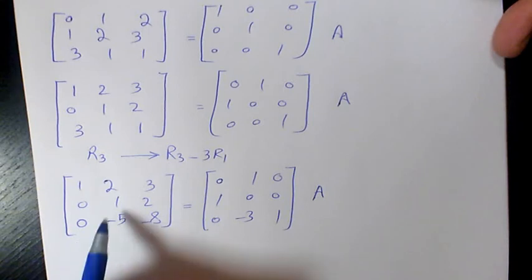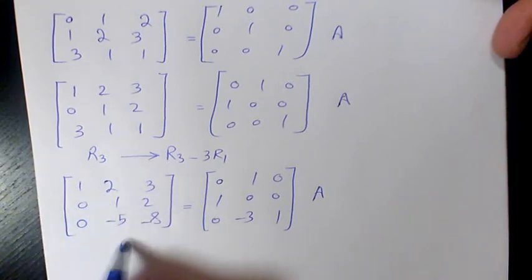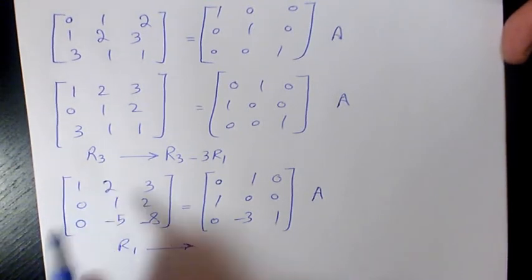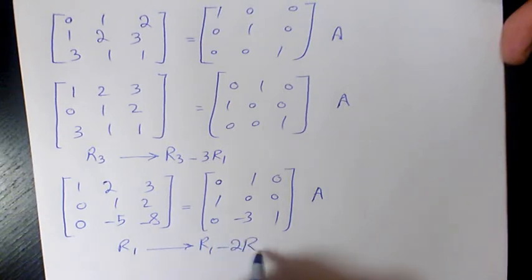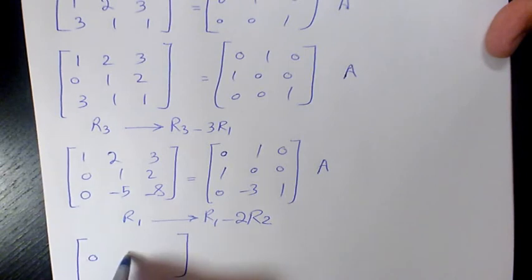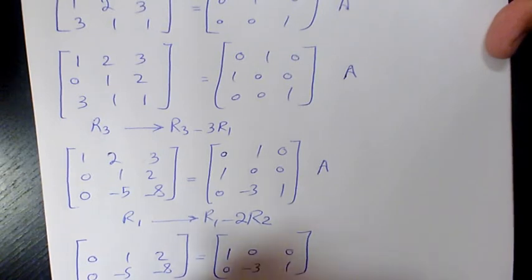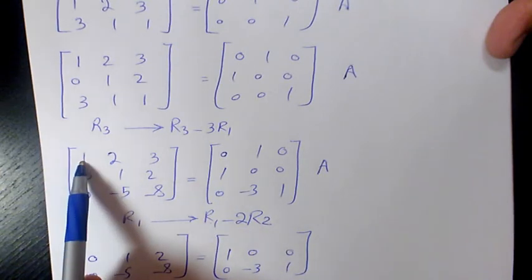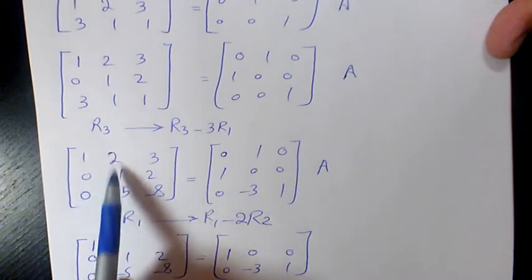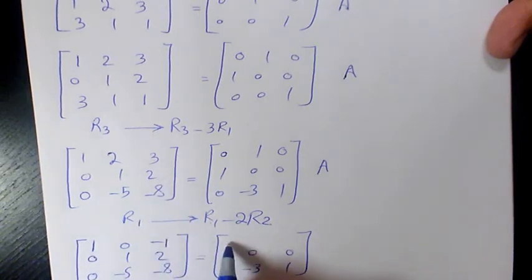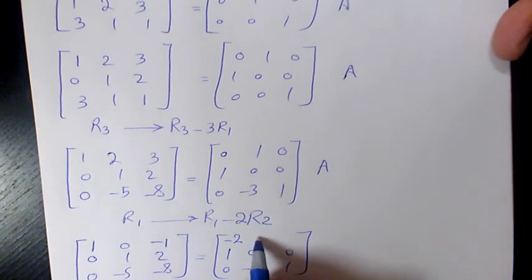Then what we can do, we can change the first row R1, to basically get rid of this. So R1 to R1 minus 2R2. So the second row and the third row remain the same. And the first row is going to be R1 minus 2R2. So it's 1 minus 2 times 0. 2 minus 2 times 1. 3 minus 2 times 2, which is going to be negative 1. Here, R1 minus 2R2, so it's going to be negative 2. Here we have 1, and here we have 0.